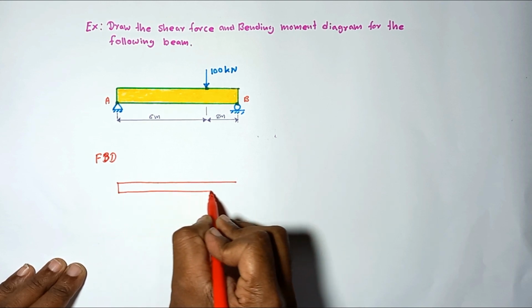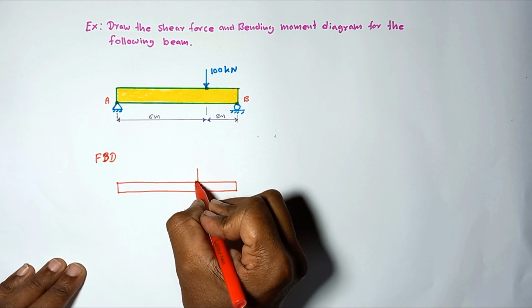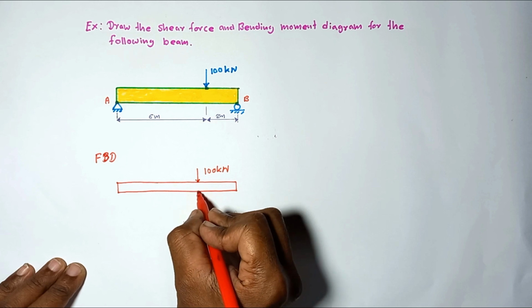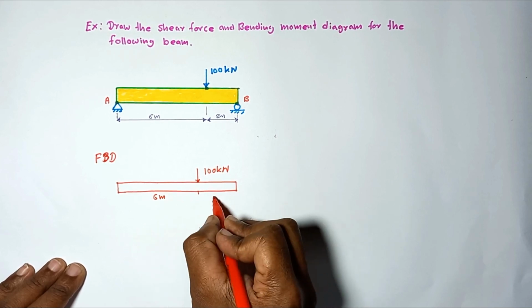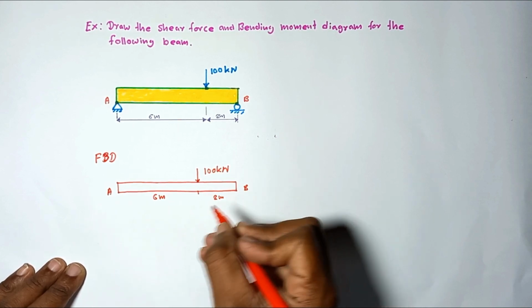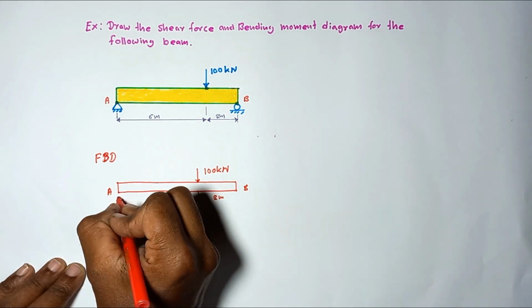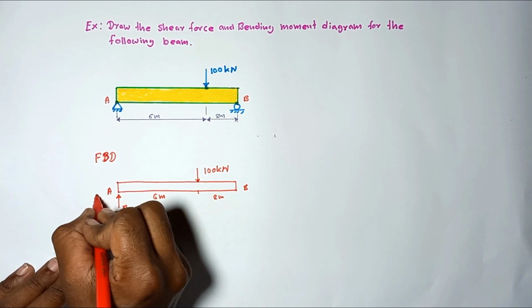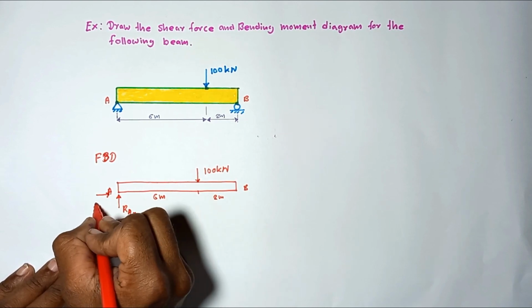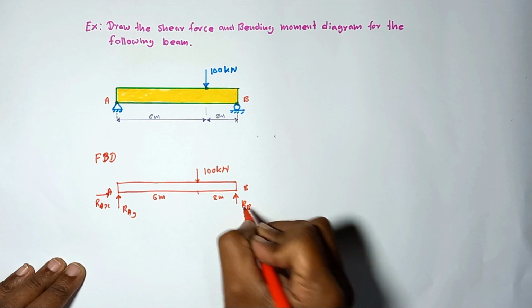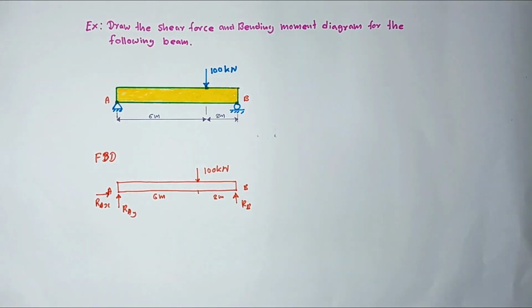This is the beam. The point load acting is equal to 100 kilonewton at 6 meters from A. This length is equal to 2 meters. Here R A Y, the pin support reactions, R A X, and R B. Here the roll support, the reaction is acting in the upward direction.